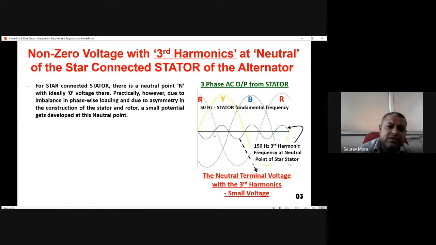The first thing is that at the neutral, there should not be any voltage. But what we are finding is that within one cycle of the actual output voltage, there are three cycles of neutral voltage with lower amplitude.